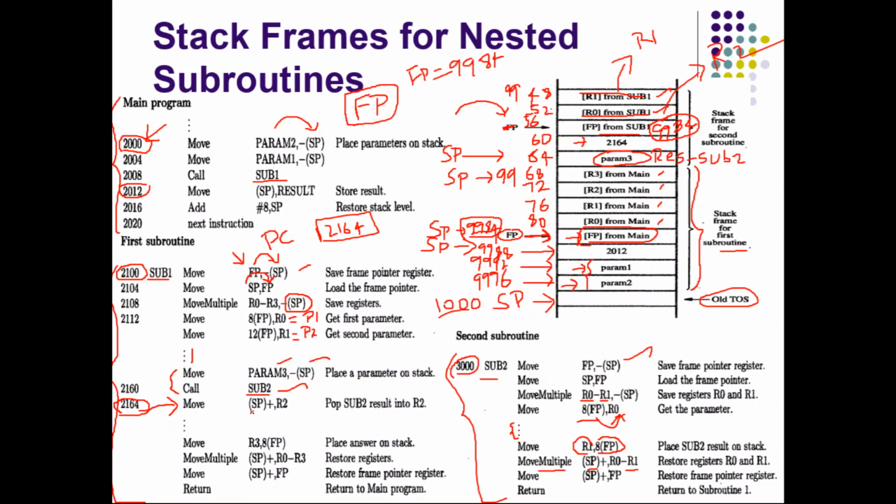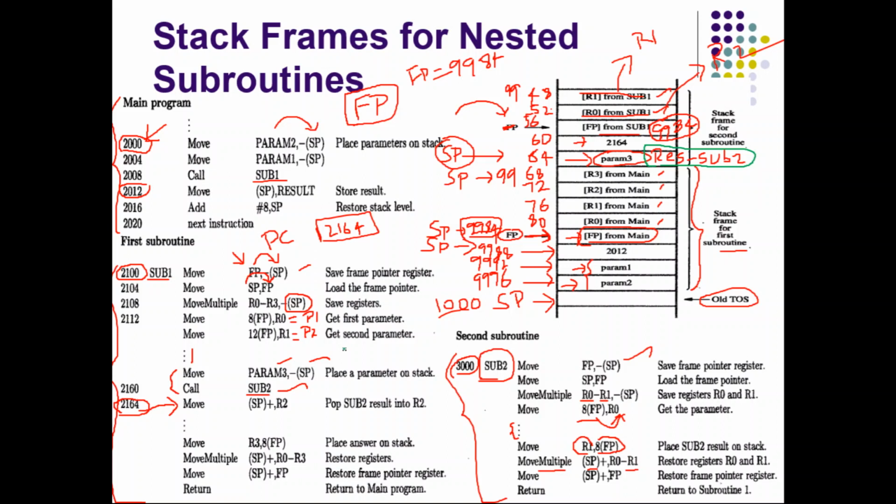What it is doing is move SP plus R2. It is storing the result. See the result of subroutine 2. Where have we stored the result of subroutine 2? We have stored it in this location, wherever currently SP is pointing, if you recall. Currently SP is pointing to that location.